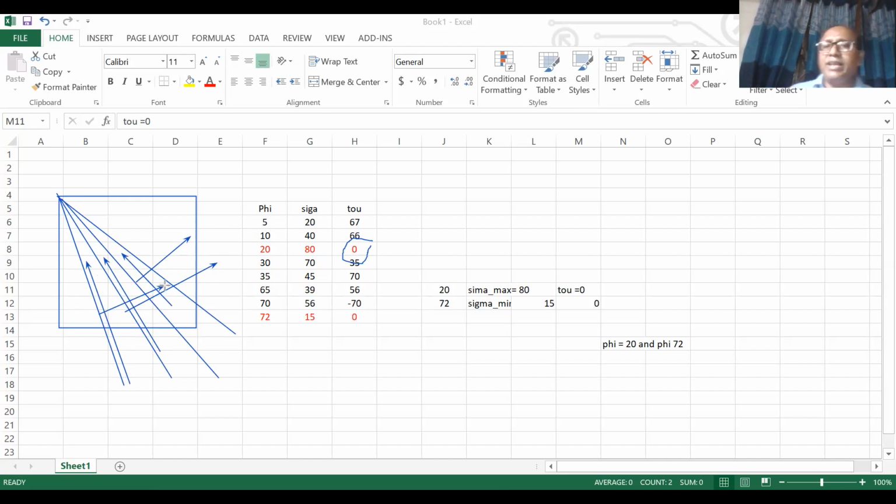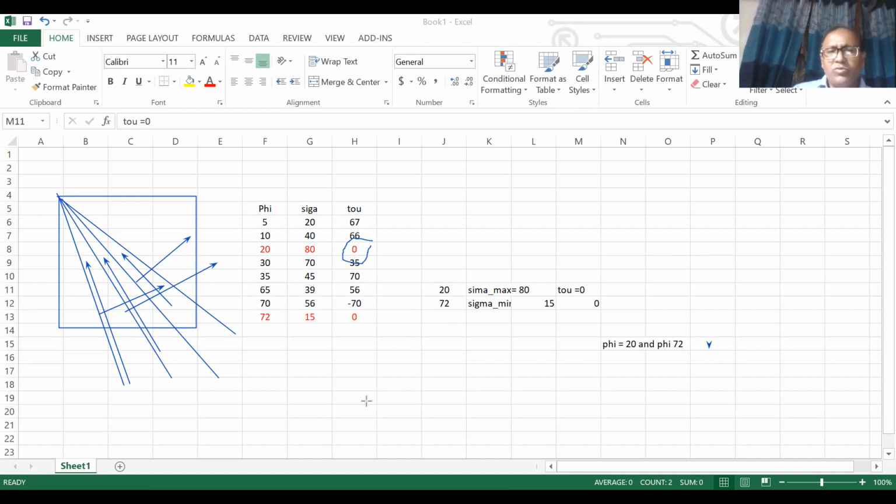But we see that at 20-degree and 72-degree angle, if you cut, in both planes tau is 0. One time you are getting maximum sigma, other time you are getting minimum sigma. So these two angles are called principal plane angles. Normally it's phi n, phi p.